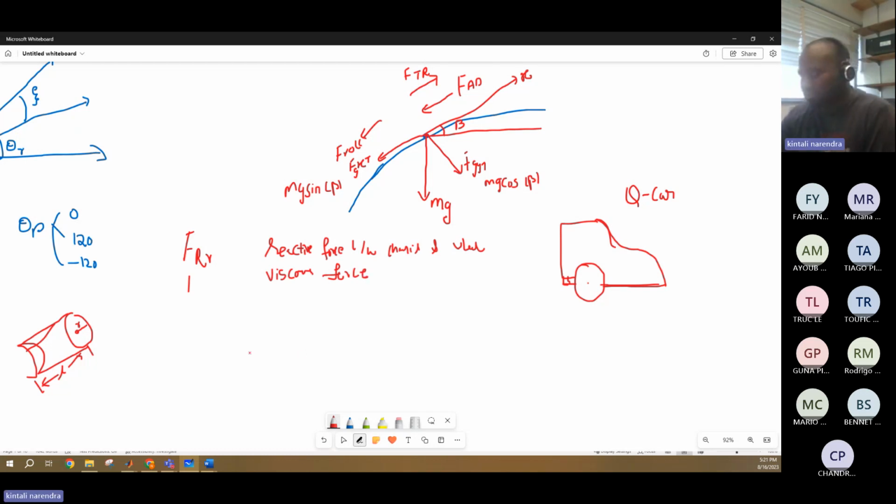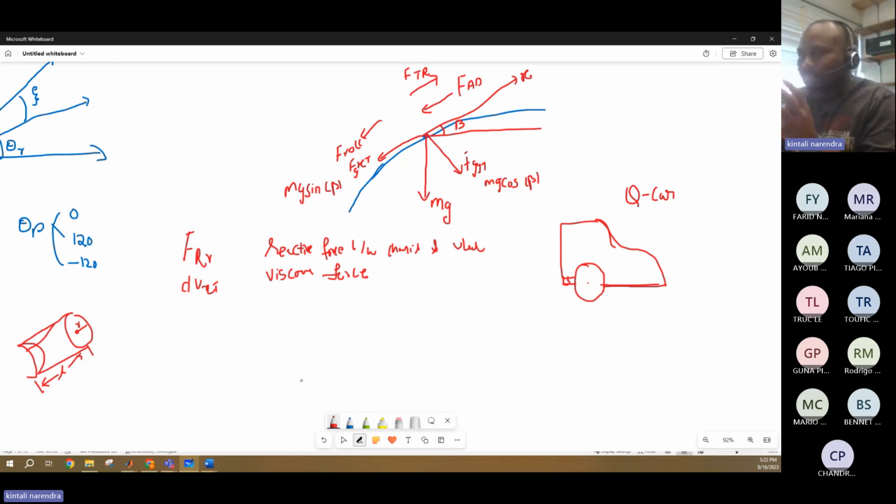Viscous force. I don't have any definition right now. You can say it is given by viscous friction into VXT, the velocity. If the vehicle is moving in X direction, VXT will be the velocity in X direction. Okay, so this is viscous force. These are two other forces.